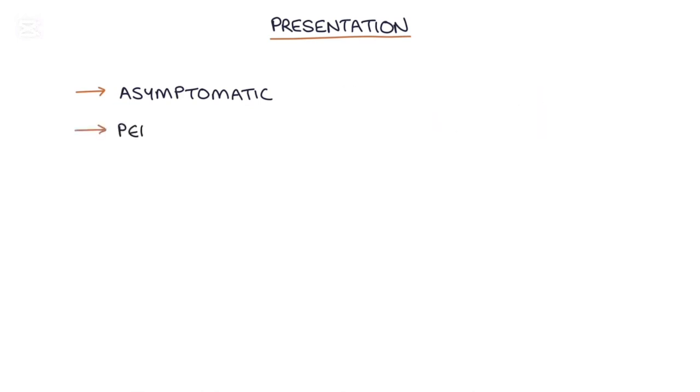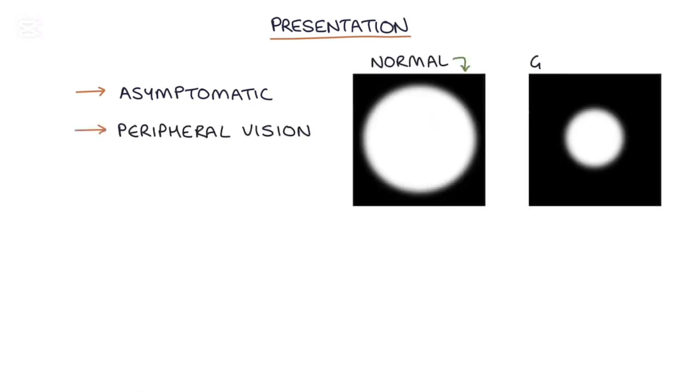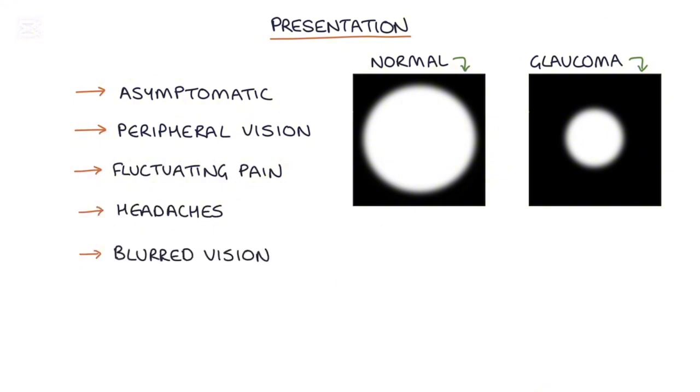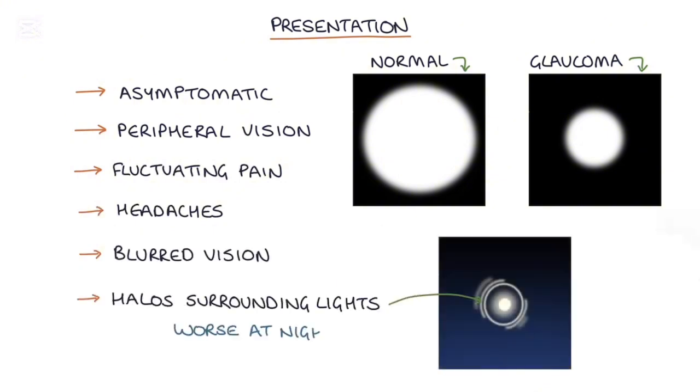Glaucoma tends to affect the peripheral vision first, so there may be a gradual loss of peripheral vision as it closes in slowly and they experience something called tunnel vision. It can also present with gradual onset of fluctuating pain, headaches, blurred vision, and typically halos surrounding lights, which are worse at nighttime. So if a patient is losing their peripheral vision and at nighttime they see halos appearing around lights, think about glaucoma.